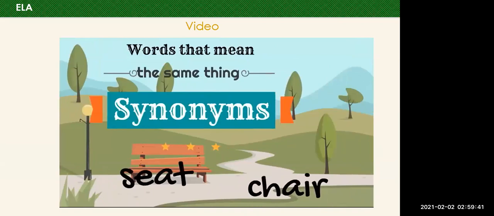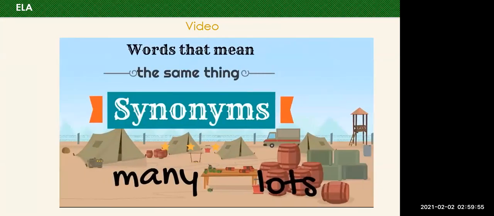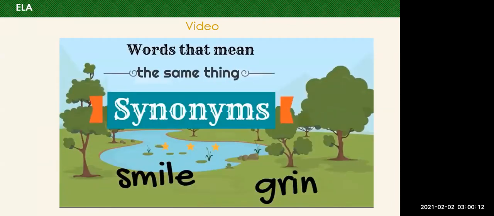Words that have the same meaning are synonyms, like the words seat and chair. They mean the same thing. A seat is a chair, and a chair is a seat. Those are synonyms. The words many and lots, they mean the same thing. Words that mean the same thing are synonyms, so many and lots are synonyms. Look at these two words, smile and grin. Those words mean the same thing. They're synonyms.